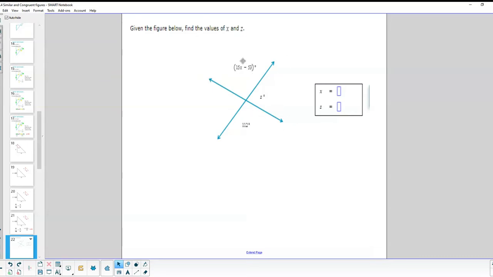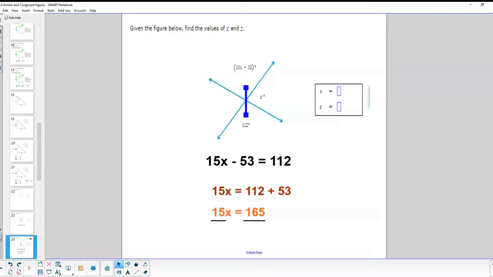problems where you have 2 lines that intersect and you set up a pair of vertical angles and something like this. So what we notice on this one is that the vertical angles are equal to each other. So 15x minus 53 we set equal to 112. And we can't stop there. We actually have to solve for x because that's really what they're looking for. So when we do that, we add 53 to both sides, and that gives us 15x equals 165. We divide by 15, we end up with an x value of 11.